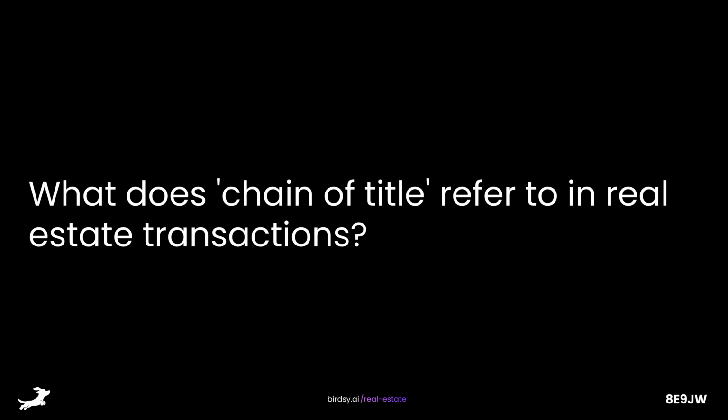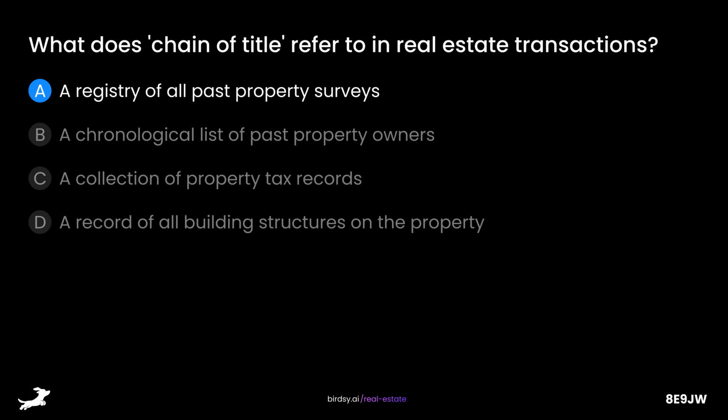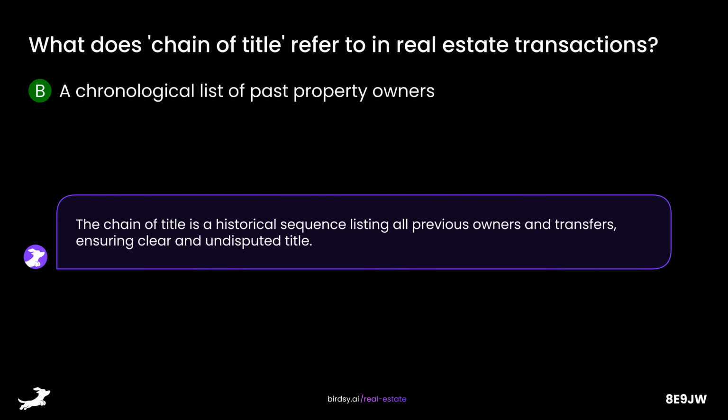What does chain of title refer to in real estate transactions? Is it A, a registry of all past property surveys, B, a chronological list of past property owners, C, a collection of property tax records, or D, a record of all building structures on the property? The answer is B, a chronological list of past property owners. The chain of title is a historical sequence listing all previous owners and transfers, ensuring clear and undisputed title.